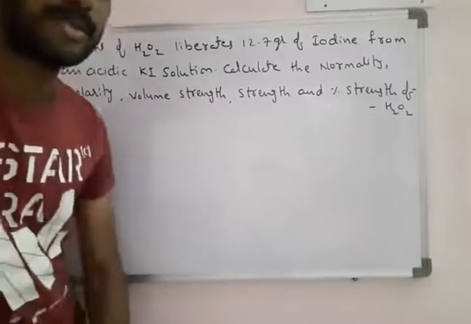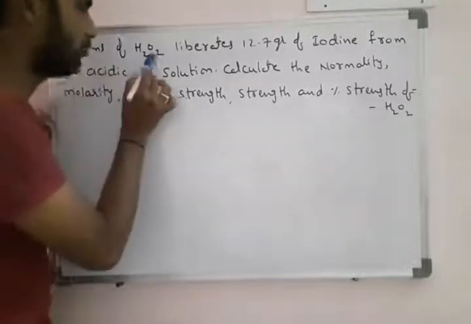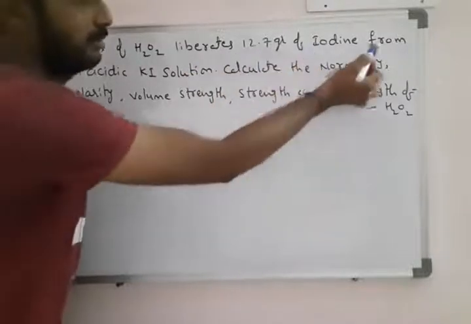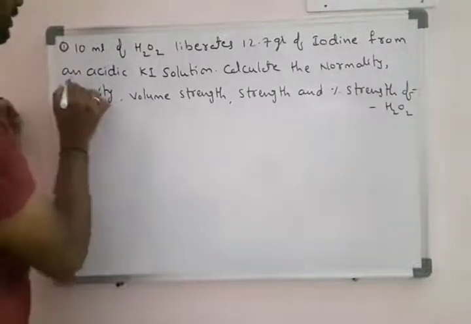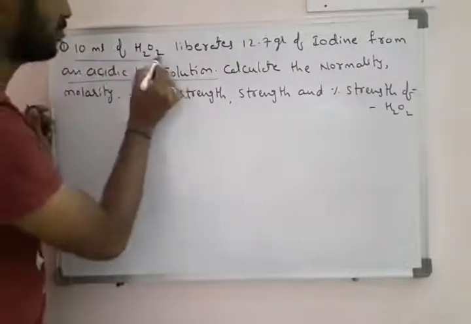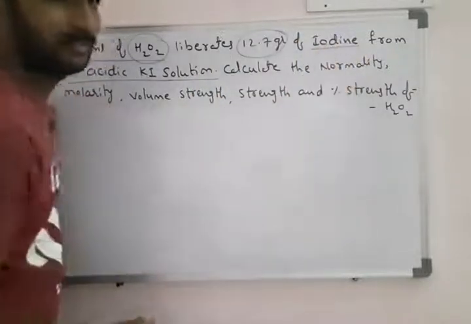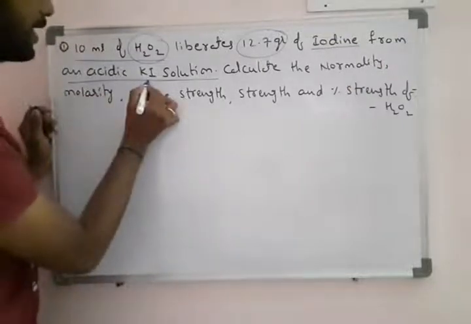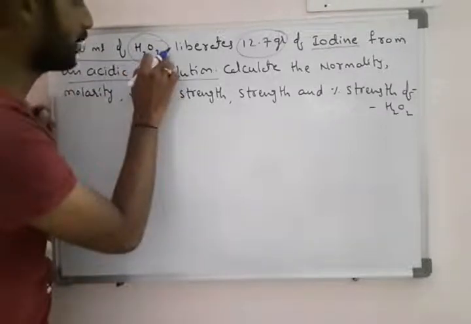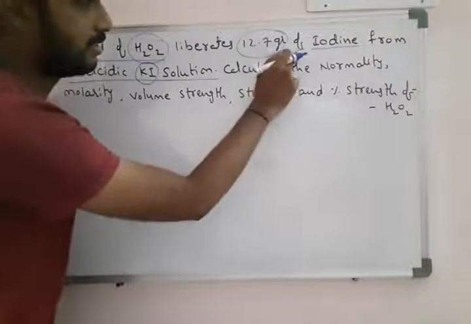So now let's see the problems based on volume strength of hydrogen peroxide. 10 milliliters of hydrogen peroxide liberates 12.7 grams of iodine from an acidic potassium iodide solution. Here, 10 milliliters of hydrogen peroxide liberated 12.7 grams of iodine by reacting with the potassium iodide solution in acidic medium. Means hydrogen peroxide reacts with the potassium iodide solution in acidic medium and releases iodine.